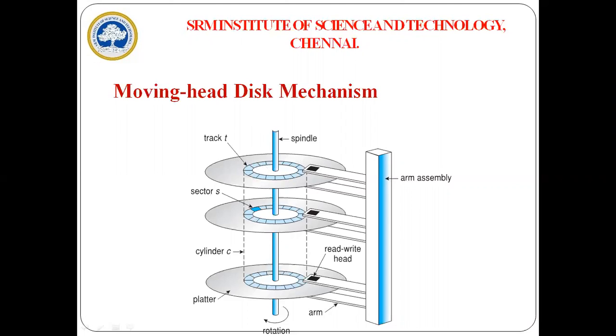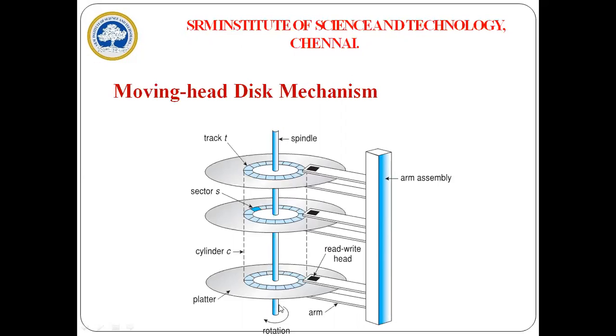So the set of tracks that are at one arm position is called a cylinder. So this is one set of tracks that make a cylinder. This is one cylinder, this portion. Each and every platter has read and write heads that are attached to the arm assembly. The center portion is called the spindle, which is used to rotate your disk.